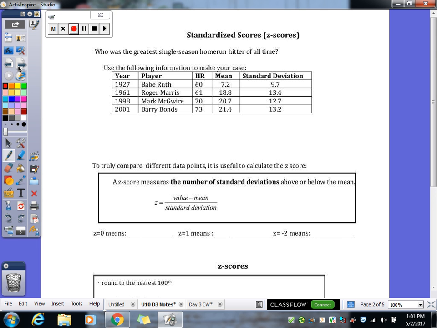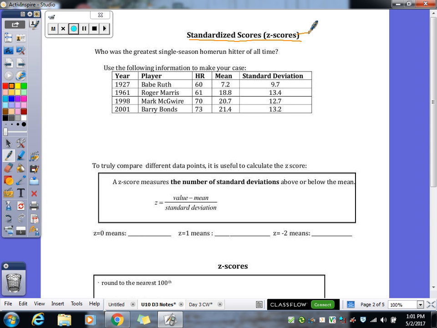But then you look at Barry Bonds, who had 73, but that was in 2001, where Babe Ruth did that in 1927. So the numbers are different. Different things are happening. The way they train has changed. So it's not really fair to compare those kinds of numbers. So in order to compare your numbers when it's not exactly the same data set, we use what we call standardized scores, but we shorten it down to z-scores. So if I say z-score, this is what I'm referring to.